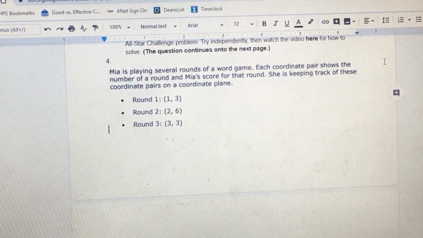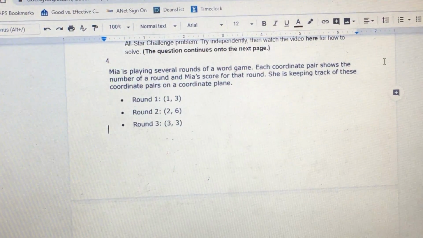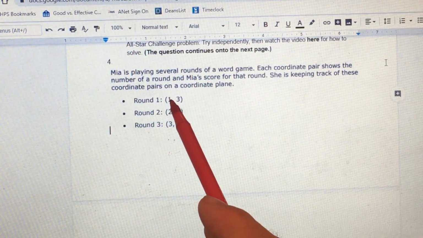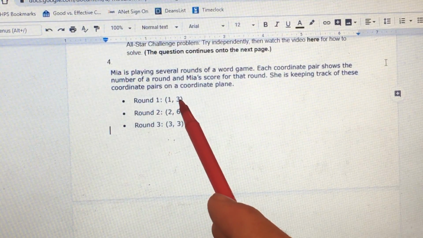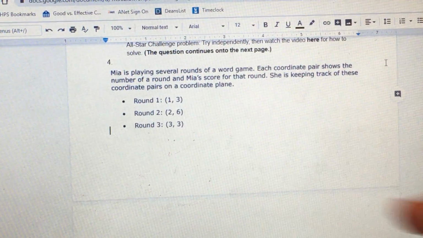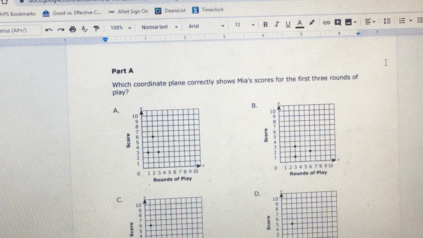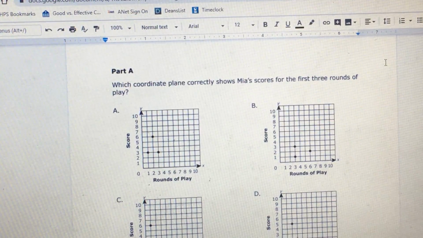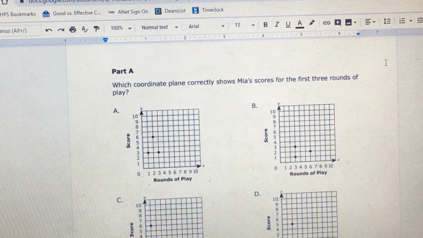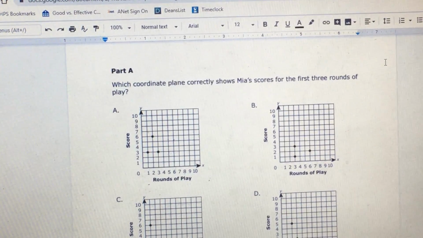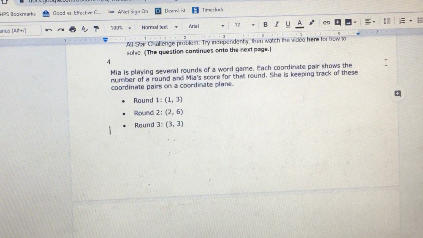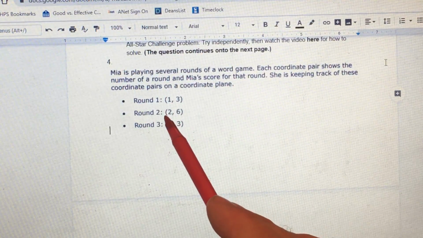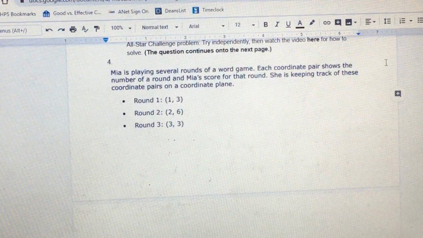Okay, so this is the same thing I just read to you. Mia's playing several rounds. We got the rounds down, right? This is the round. And the second number here in the pair is her score for that round. Okay? Now let's go down to part A. It says, which coordinate plane correctly shows Mia's score for the first 3 rounds of play? Okay, so we're going to have to kind of keep going back and forth to here. So round 1 was 1-3. Round 2 was 2-6. And round 3 was 3-3.